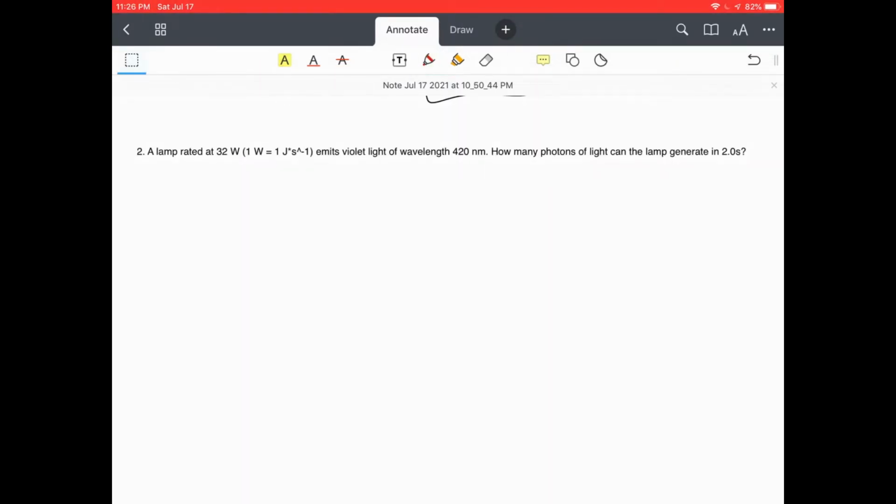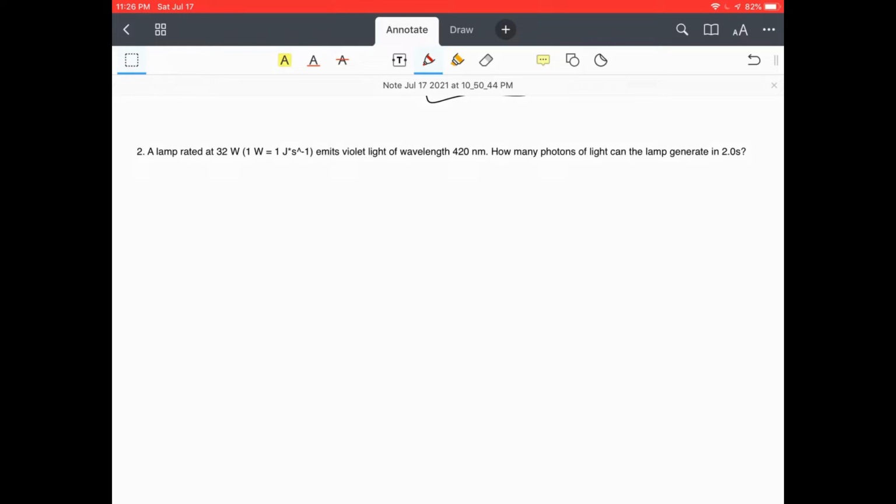Alright, so our second question is: a lamp rated at 32 watts, and a watt is equal to 1 joule per second, emits violet light of wavelength 420 nanometers. How many photons of light can the lamp generate in 2.0 seconds?